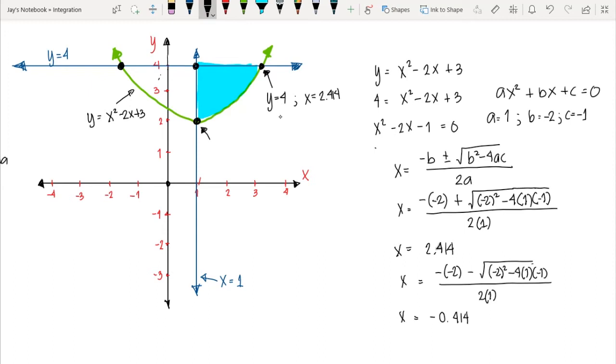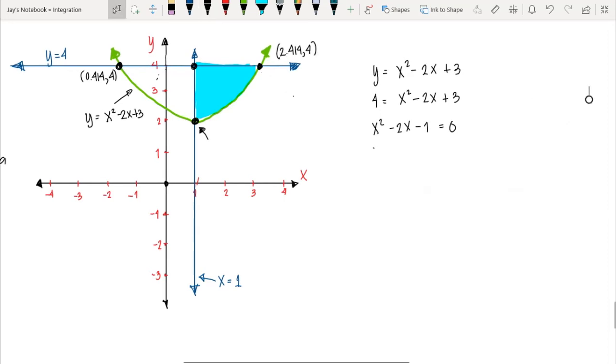So at this point of intersection here, we have y is equal to 4, x is negative 0.414. That is the coordinates. So the coordinate is 2.414, 4. How about the intersection at this point?